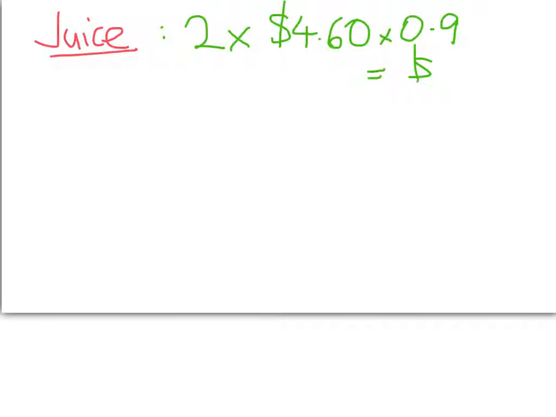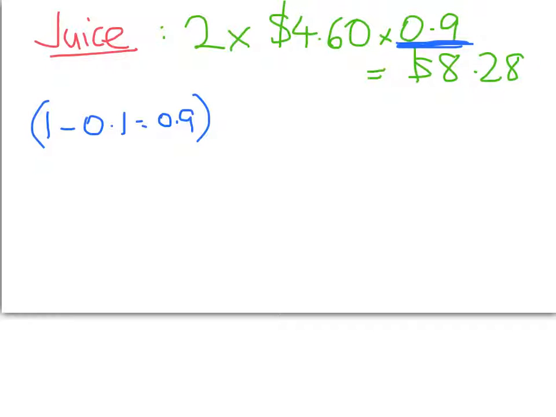Right, now we read, what do we know about the juice? It's on special. It's reduced by 10% from its usual price of $4.60. And she buys 2 bottles. So it's going to be 2 times $4.60 times 0.9 equals $8.28. Right, so notice again, I'm doing my multiplier approach to find a discount. 1 minus 10%, which is 0.1 as a decimal, gives me 0.9. Right, so that's my juice done.